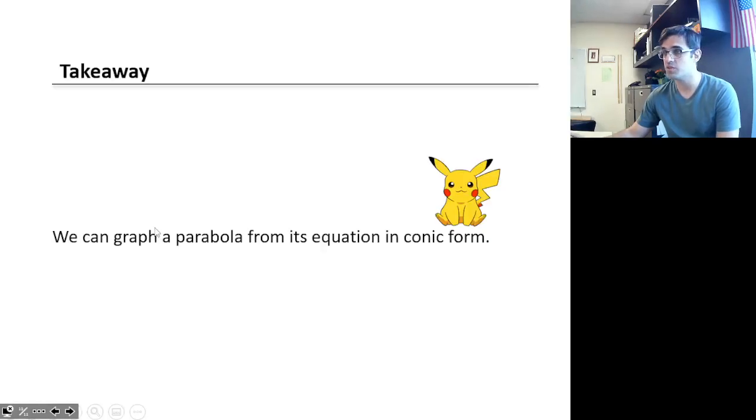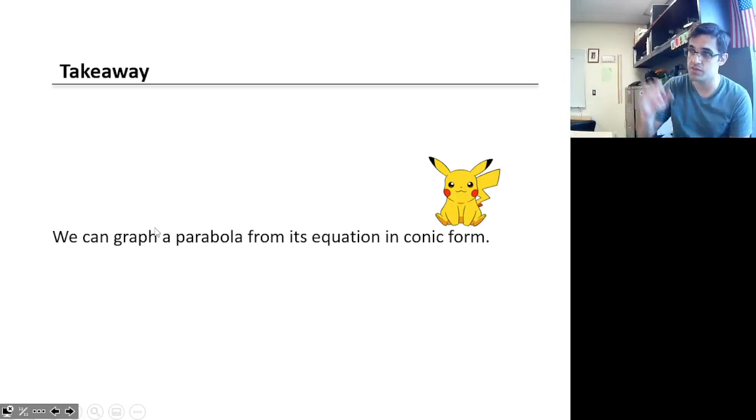Alright, so if you know those three things, you can take this equation in conic form and give a good sketch for a parabola. And that's it.